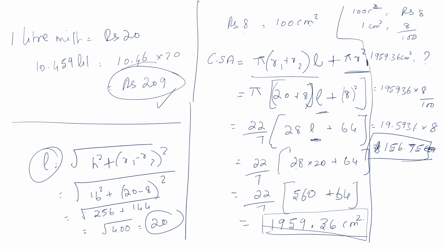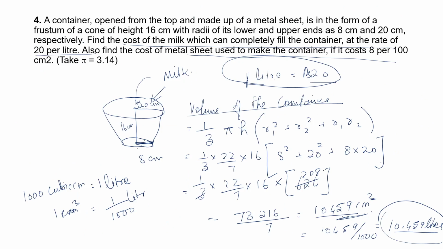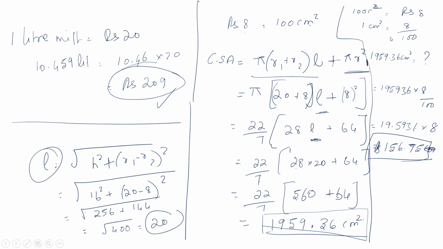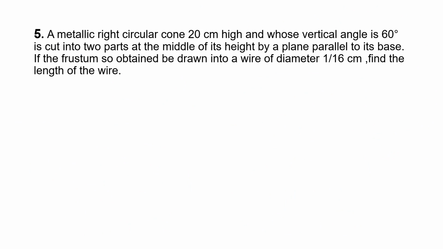Okay, this is done. Now what else is given? 8 rupees for 100 centimeter square. So for 100 centimeter square we have to pay 8 rupees. We have this much metal area to be made, so we have to multiply by 8 by 100. 1 centimeter square cost is 8 by 100, so this many square centimeters cost this into 8 by 100. So we will get the rupees required to make that container. Okay. Yes, the last question.